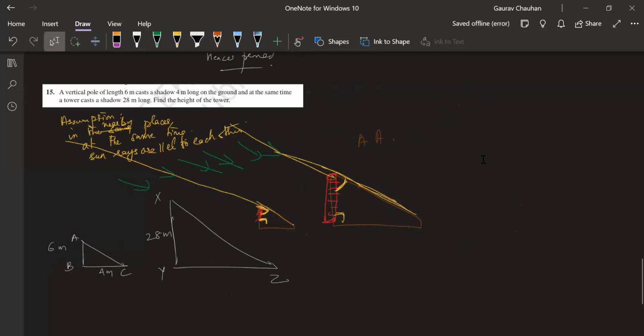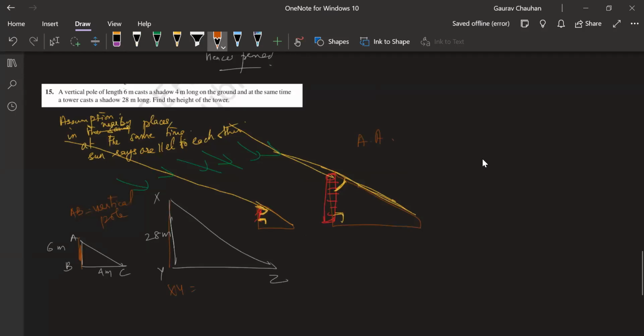Whatever is given, I have done that. AB is the tower. No, sorry, AB is the vertical pole, like a flag pole or something. And your XY is one tower. XY is a tower.